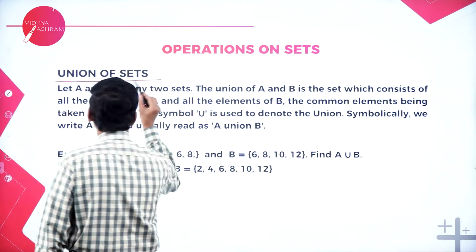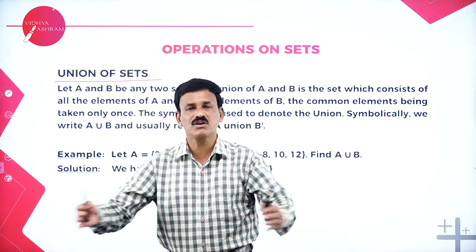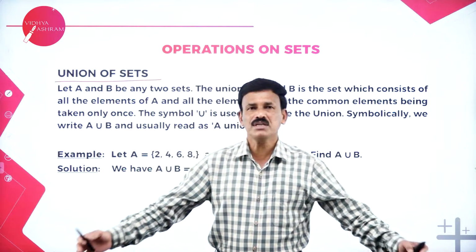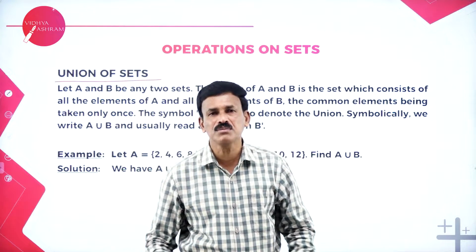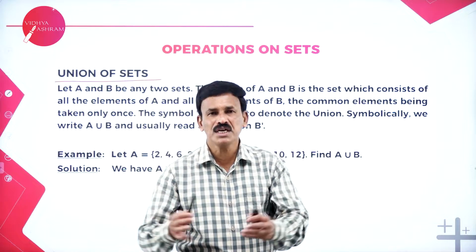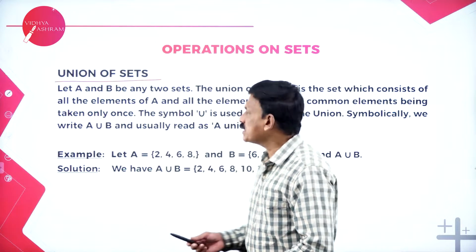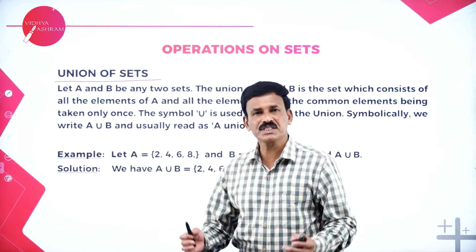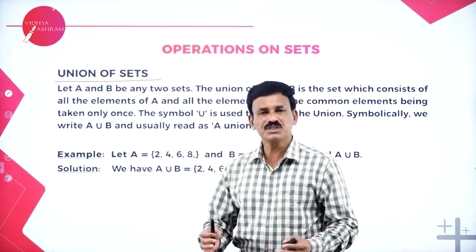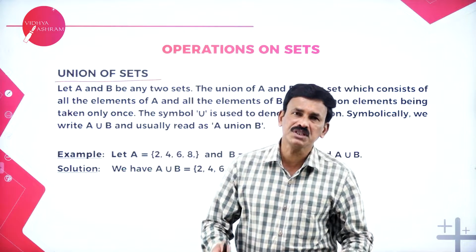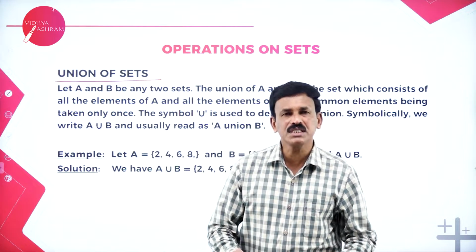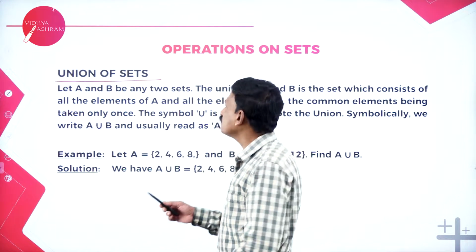Now, union of sets. Union means the combination of all. Combining all together is called the union. In general, union means combining all, uniting all. So here also in sets, it means combining all the elements of a number of sets. If there are two sets, combining all the elements of the two sets, or three sets, combining all the elements of the three sets. So how do we define it mathematically?